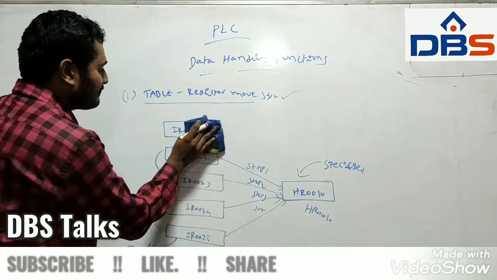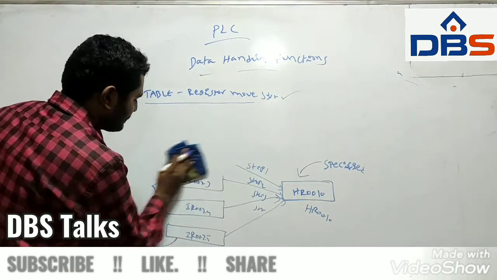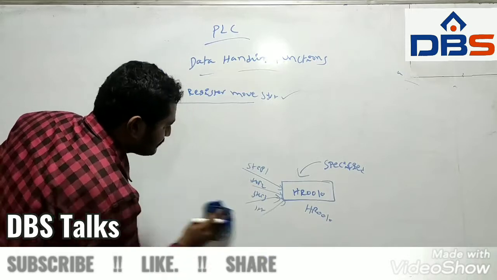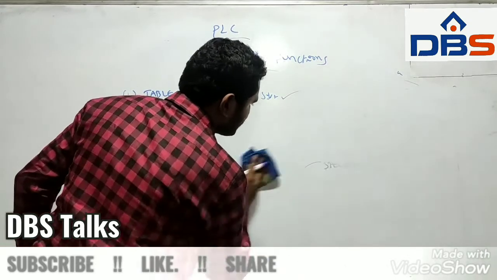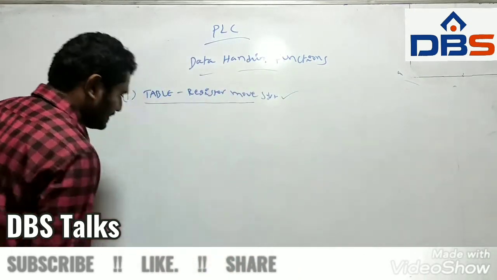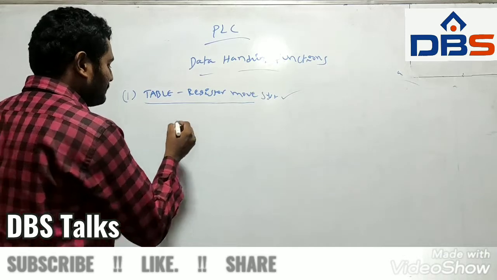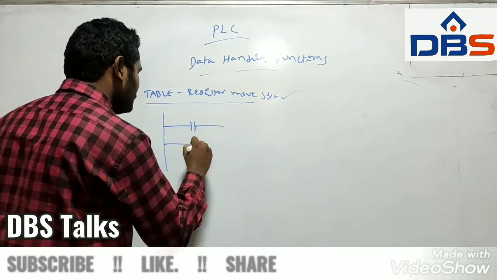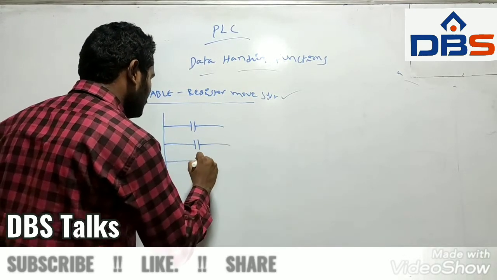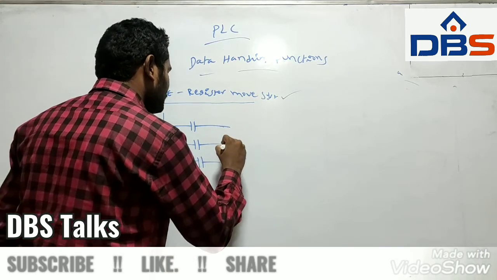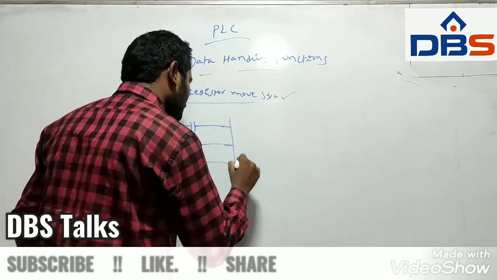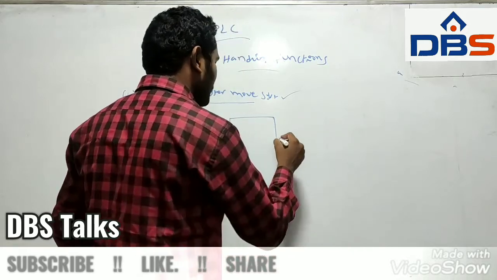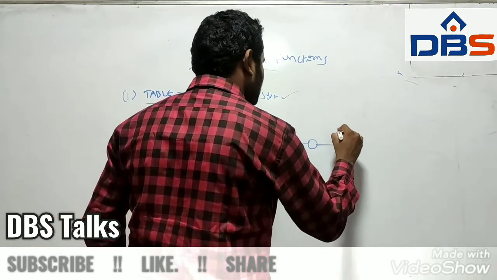Here I am taking one example, the block format of the table to register function. Here we have 3 inputs, whereas previously we saw only one input. And there is one functional block and one functional coil.